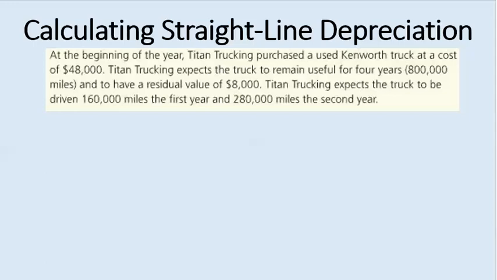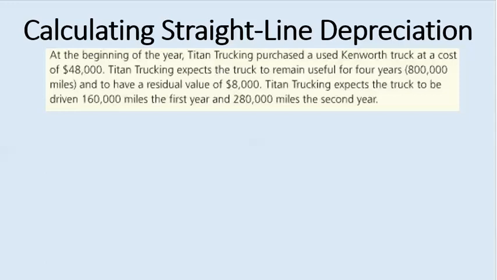Okay, so the first thing we want to do here is calculate depreciation. We're going to start with straight line. We'll use the same scenario for each of our three methods of depreciation we're going to complete, which are straight line, double declining balance, and units of activity.